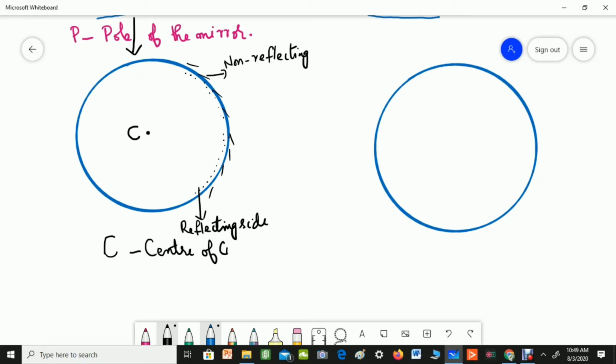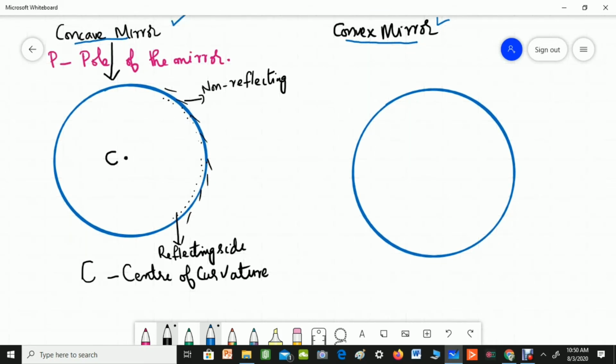Center of curvature. In the case of a convex mirror, the reflecting part is curved outward. So this is the reflecting part. The dotted portion is the reflecting side, and inside this is non-reflecting.